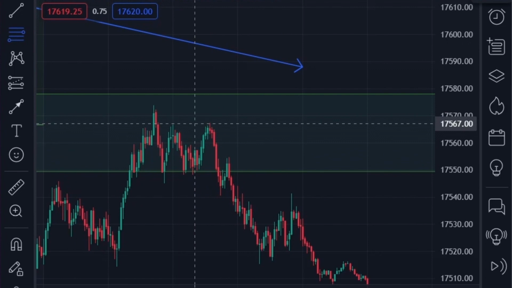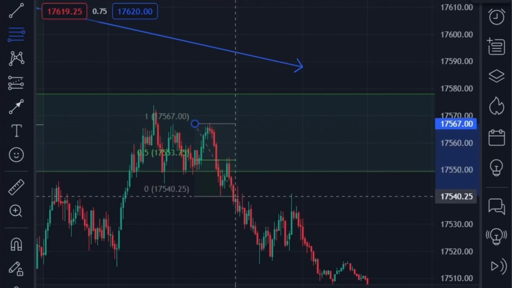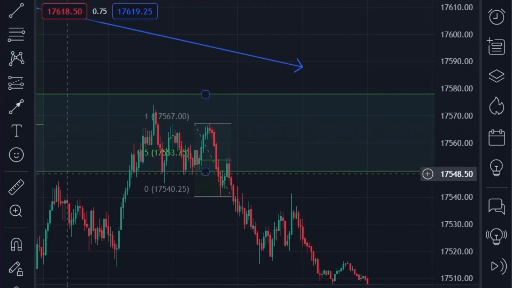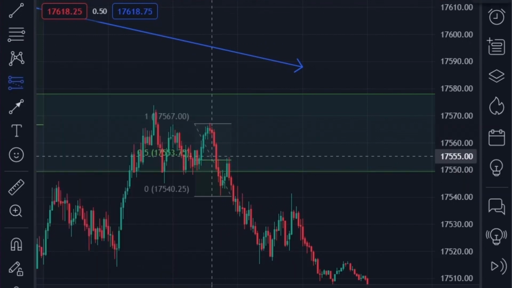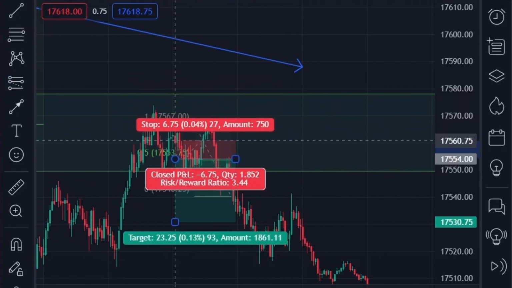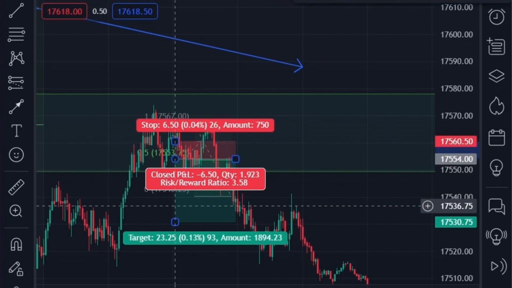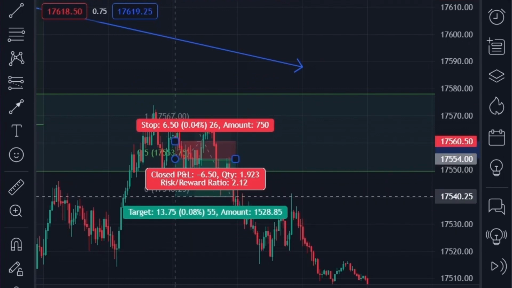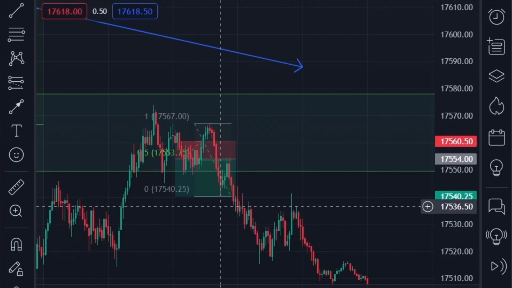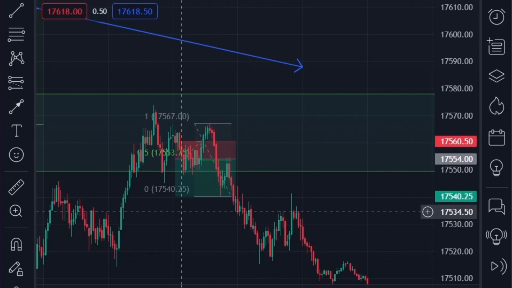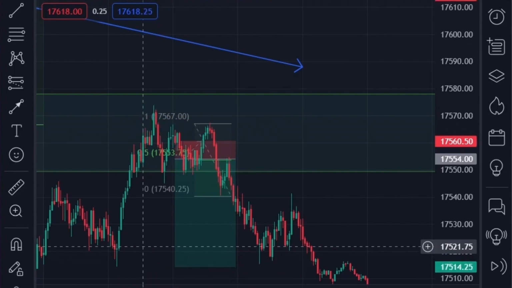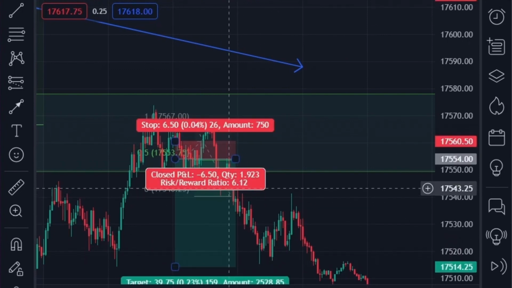So if you mark out this high level to this low level and use a fair value gap entry here, what could we do? We could go short, put the stops above the candle of the fair value gap, and target the low of the market, the low that the level has retraced back in. Or we could target the next low, which is right here. Both of these are good entries.